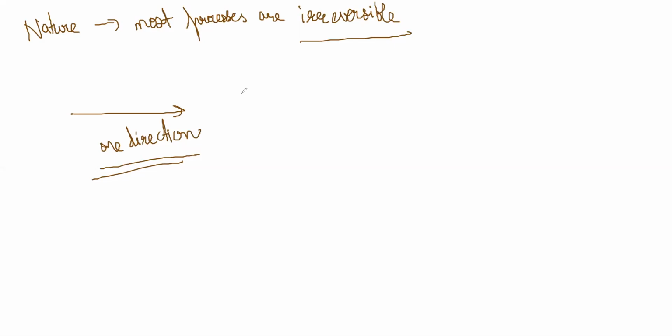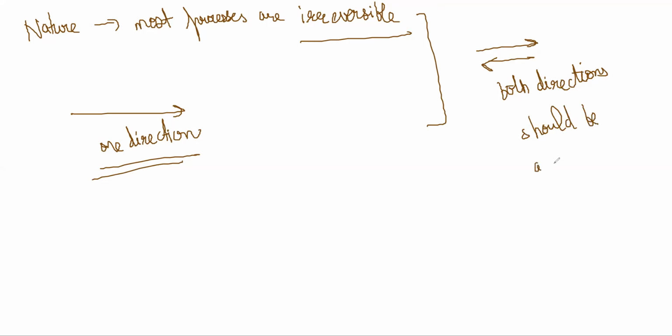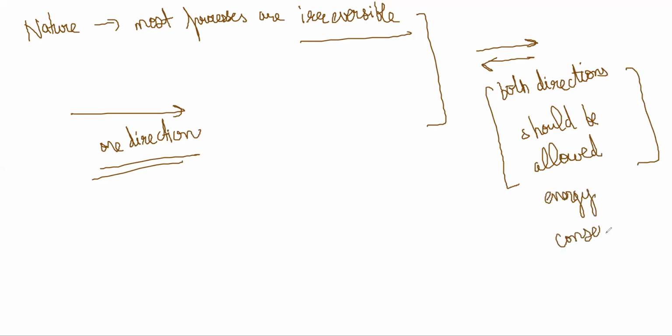And technically, by the laws of thermodynamics and laws of physics, both directions should be allowed, because in both directions energy is conserved. Both should be allowed, but only one direction is happening, right? So there is something that is missing. That something people figured out, and that something is called entropy.